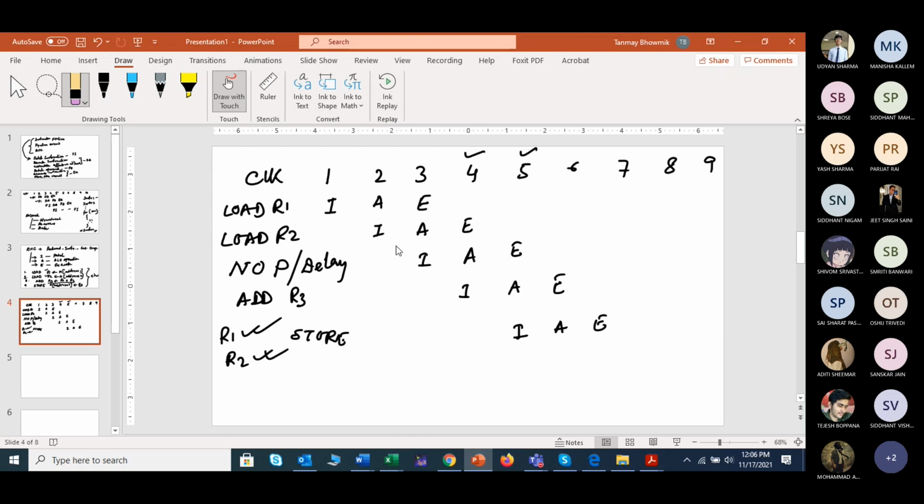Right? So as you are delaying the load instruction, this type of example is termed delayed load.